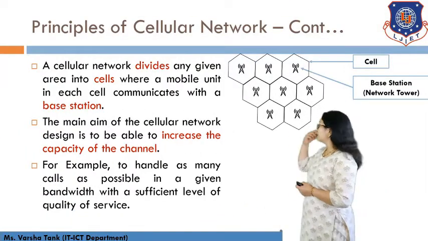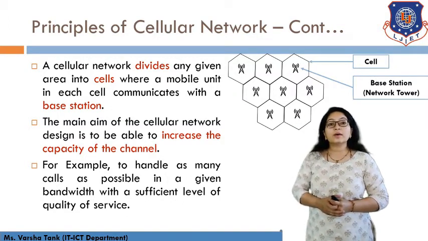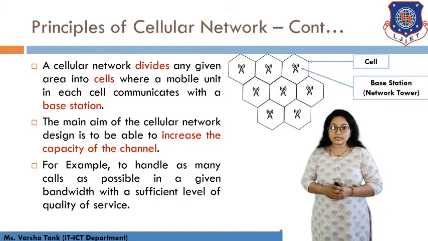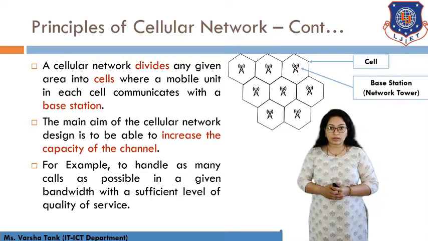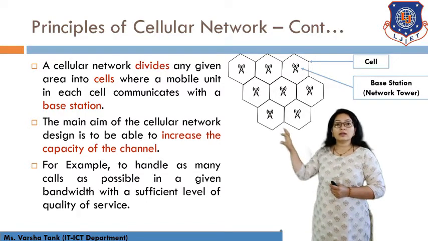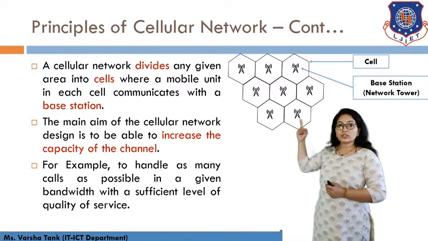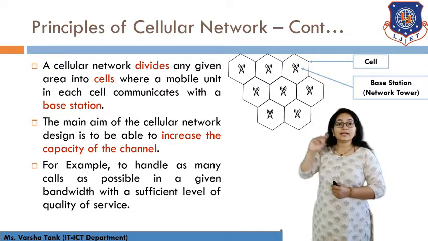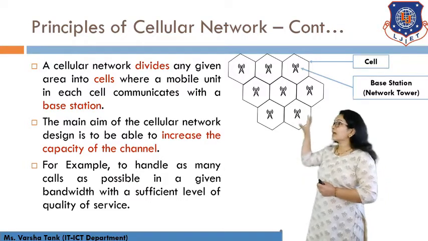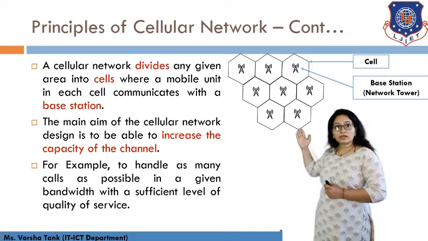Okay, so here let's start with the principle of cellular network. We are studying the cellular network, so we should learn on what principle the cellular network is working. Here you can see from this figure that there are a number of cells. These cells have one antenna that is placed in between them. So this entire area is divided into different cells.